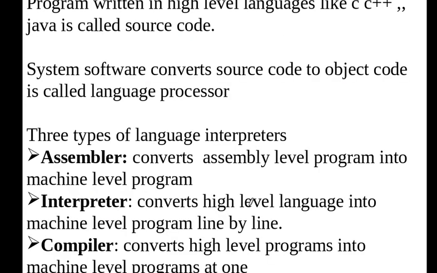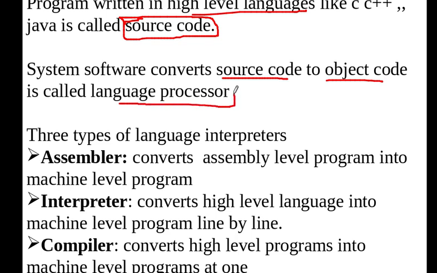Right? Now, a program written in high-level languages like C, C++, Java is called what? Source code. With the help of these languages, if you write code, we call it source code. It's an important technical term. Please try to remember this. And system software converts source code to object code, which will be easily understood by the computer. That's what we can say. Object code is produced by the language processor, which converts human readable form into machine readable form. Then we call it a language processor.